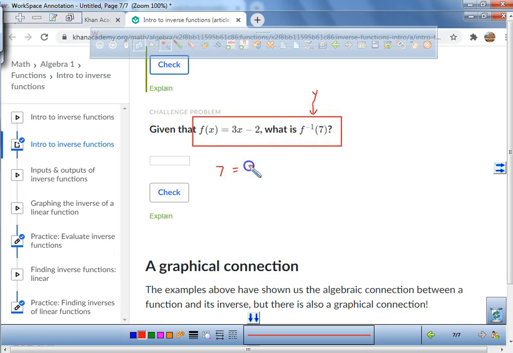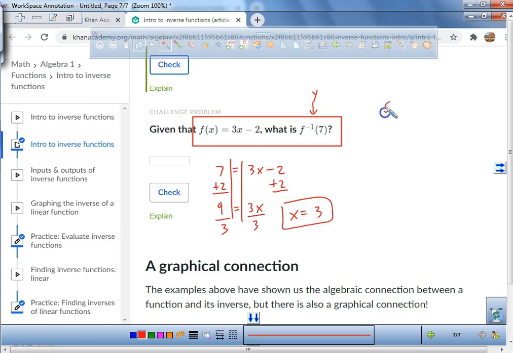So we put 7 equals 3x minus 2. All right. And all we got to do is just solve for x. So we add 2 to this side. We add 2 to this side. And we get 9 equals 3x. And then we just divide both sides by 3. And x equals 9 divided by 3, which is 3.